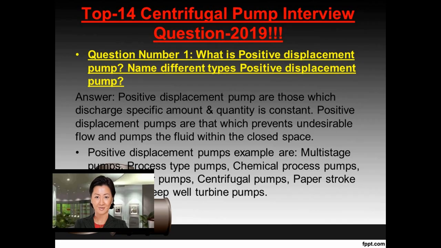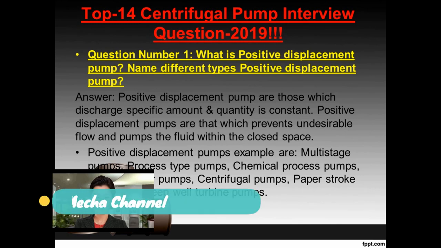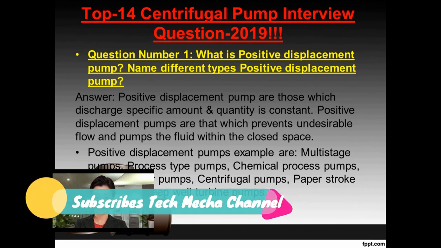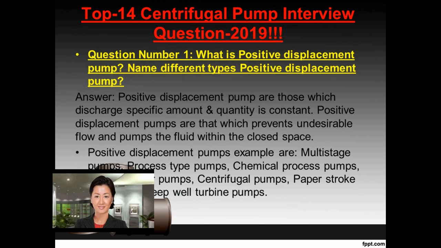Question number 1. What is a positive displacement pump? Name different types of positive displacement pumps. Answer. Positive displacement pumps are those which discharge a specific amount, and the quantity is constant. Positive displacement pumps prevent undesirable flow and pump the fluid within a closed space. Examples of positive displacement pumps are multistage pumps, process type pumps, chemical process pumps, Kent motor pumps, centrifugal pumps, paper stroke pumps, and deep well turbine pumps.